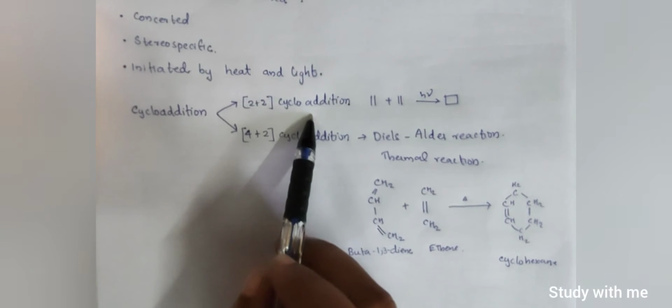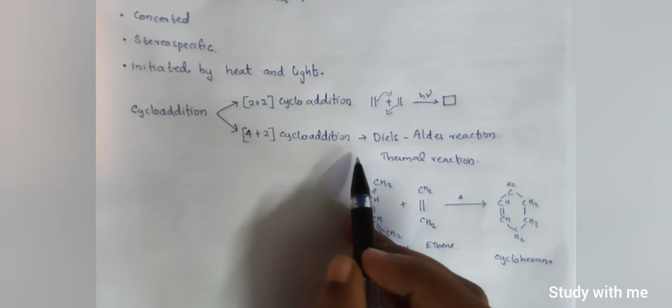A 2 plus 2 cycloaddition reaction is one in which 2 pi electrons of each reactant are involved in the reaction and take place between two alkene compounds. The 2 plus 2 also means that two atoms from each reactant will join to form the ring. Thermally, 2 plus 2 cycloadditions do not take place normally because symmetry restrictions do not permit such reaction.